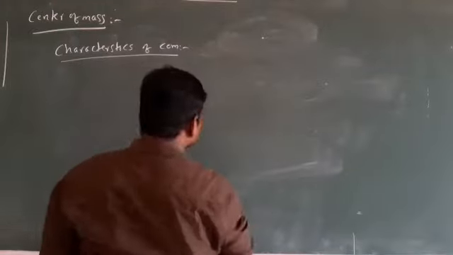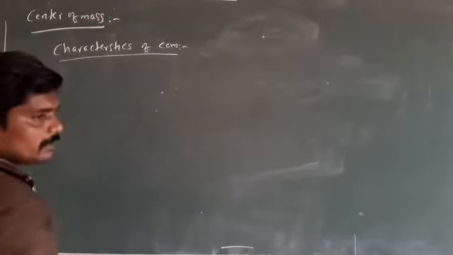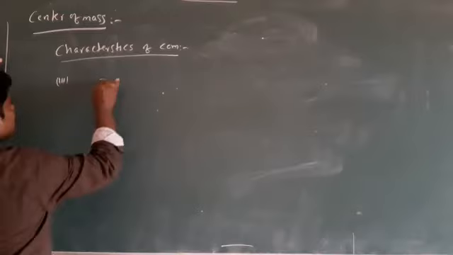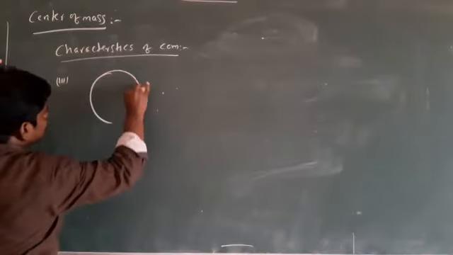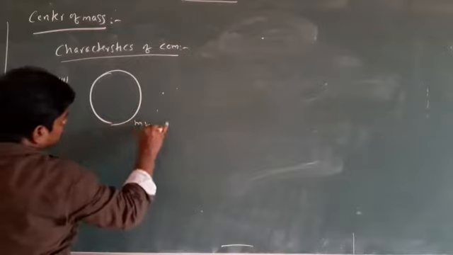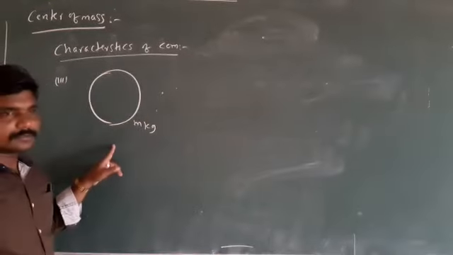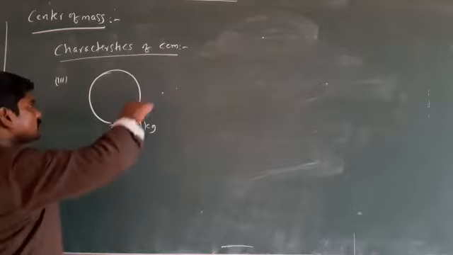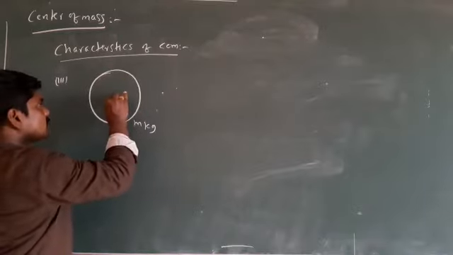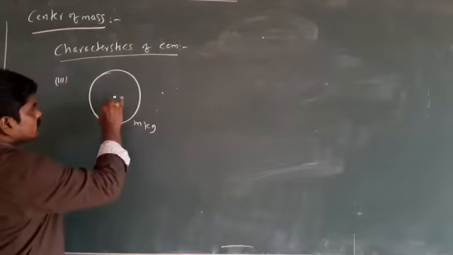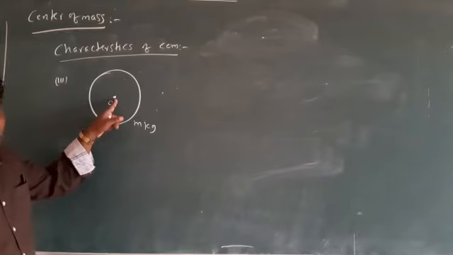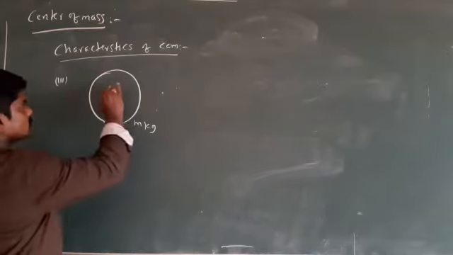Next, matter may or may not be present at the center of mass. For example, consider a ring of mass m kg. This is also a uniform body. Now for uniform bodies like this, where is the center of mass? The center of mass is the geometrical center. What is the center of this ring? This is the center of the circle, which is nothing but the center of the ring. That O is that center. Since this is a uniform body, the center of the ring is nothing but the center of mass.